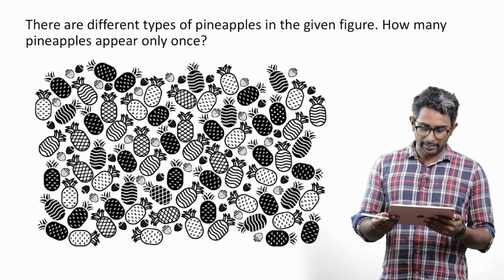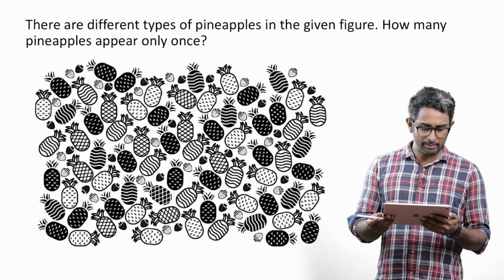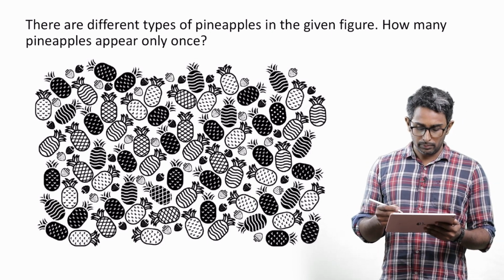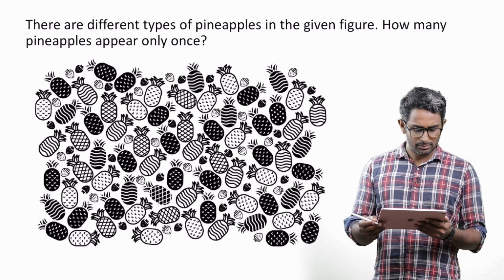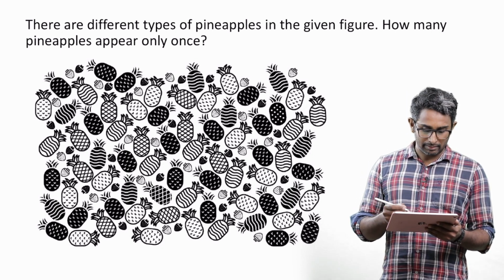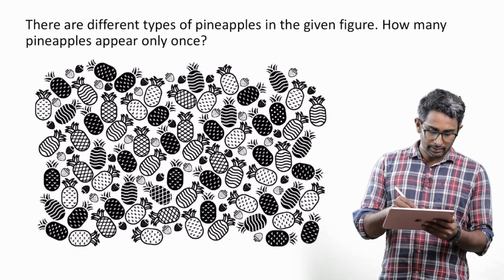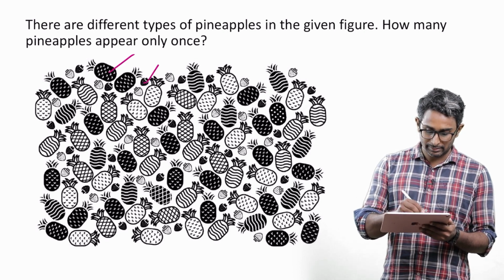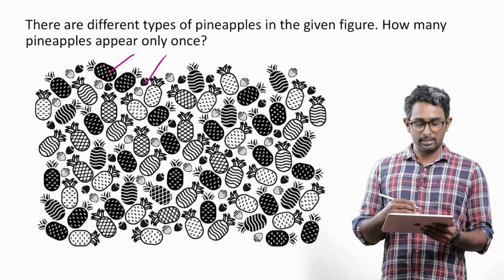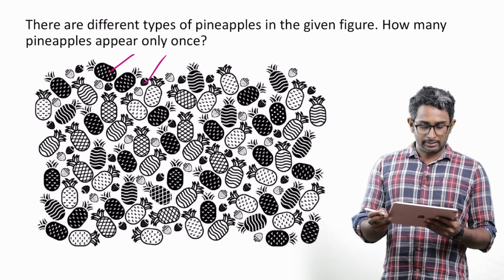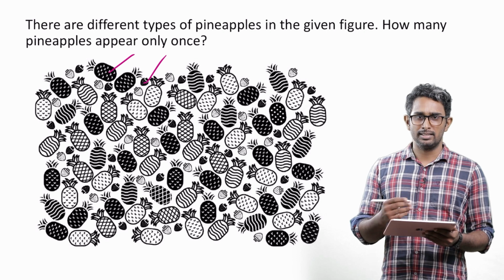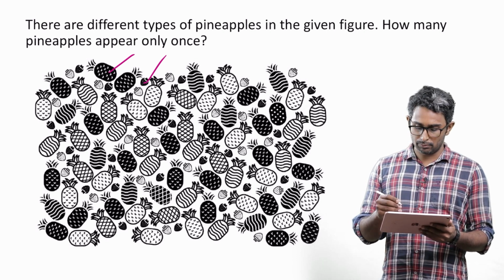There are different types of pineapples in the given figure. How many pineapples appear only once? This question is basically trying to examine your observation skills. We just have to observe the given figure and find out the odd ones out. In this particular figure, I think there are two types of fruits. I think this one is pineapple and this one would be strawberry. So we only have to consider pineapples in this figure. There is no particular method in approaching this question, but you have to be very good at observing different patterns and different sets of images.